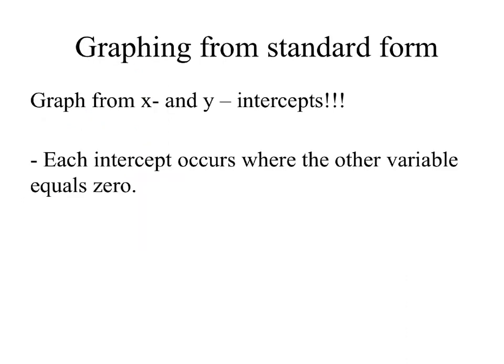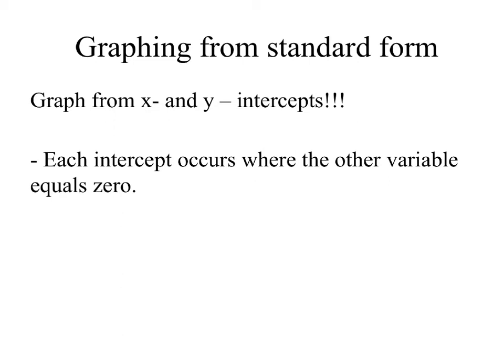So we want to graph the standard form as well. Always using slope-intercept form will work, but the likelihood of making a mistake is pretty high when you're always trying to get y by itself. So being able to graph from standard form is going to save you a lot of time and potentially a lot of errors. So we want to graph from the x and y intercepts.